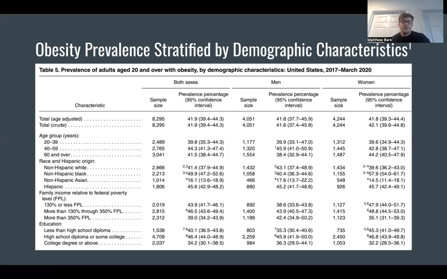Black Americans had the highest obesity prevalence among all race and ethnicity groups, with statistically significant differences being seen in the data between Black Americans with both white and Asian Americans. The middle income group measured had the highest prevalence of obesity in the survey. And with respect to education, having a college degree or more greatly reduced obesity prevalence among that population.